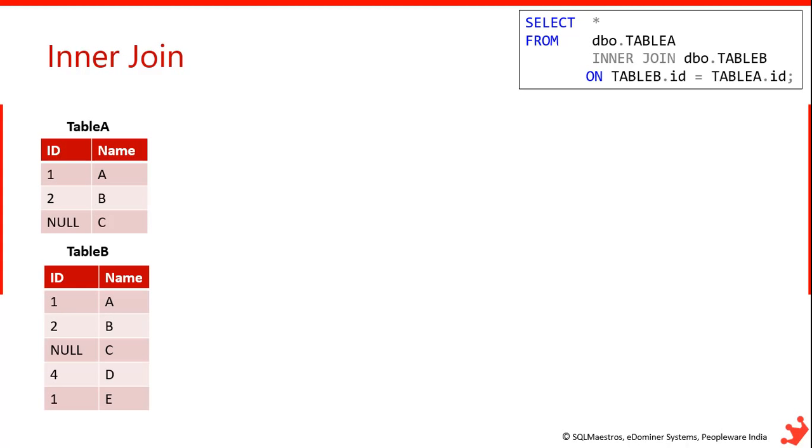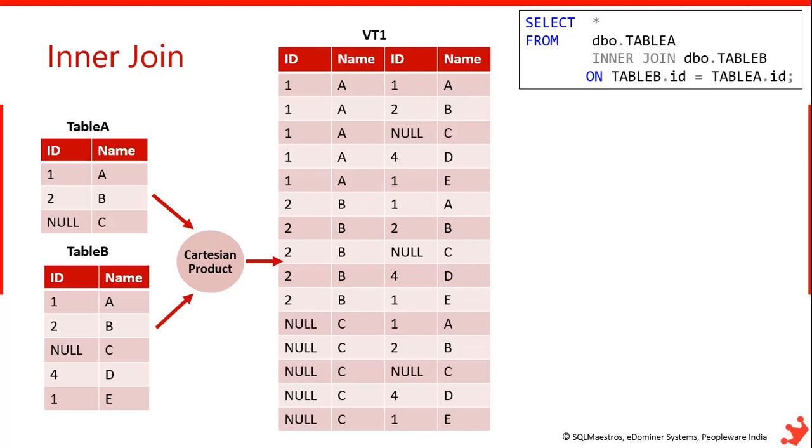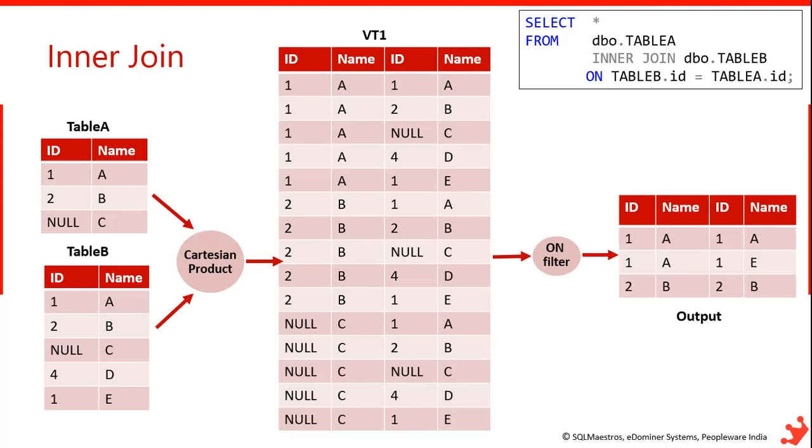Whenever we submit this query, SQL Server will first perform a Cartesian product between table A and table B, which means a cross join. A virtual table which joins all the records from table A with table B will get produced. So this is how it looks. Later, SQL Server will apply a filter on top of this virtual table 1 to produce the final output, which is the output of performing inner join between table A and table B. This is how SQL Server works.